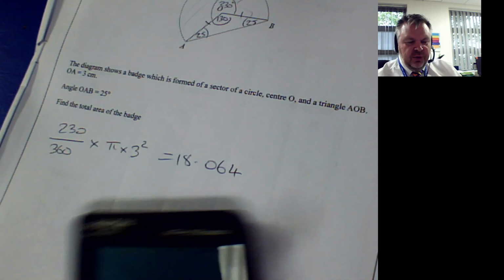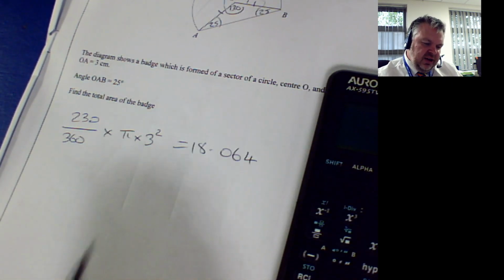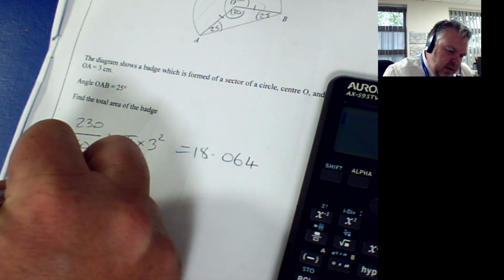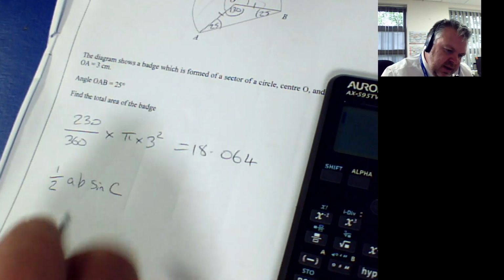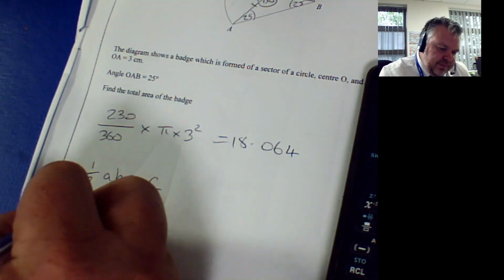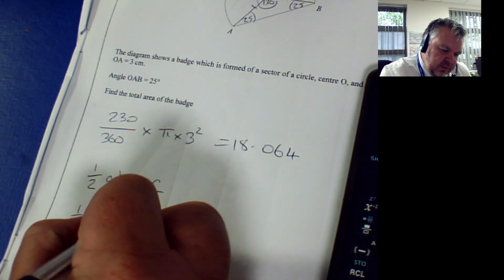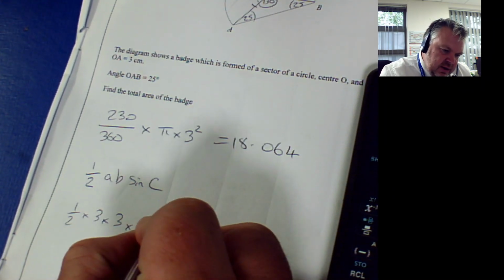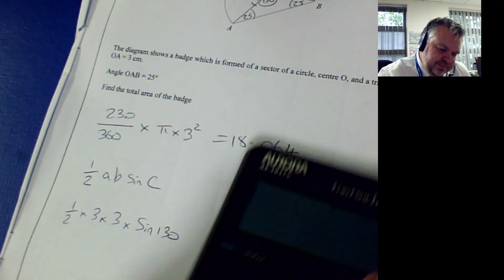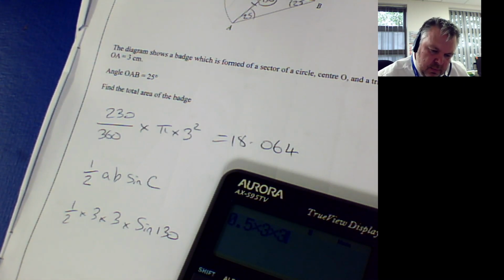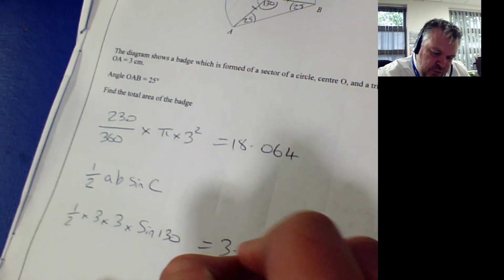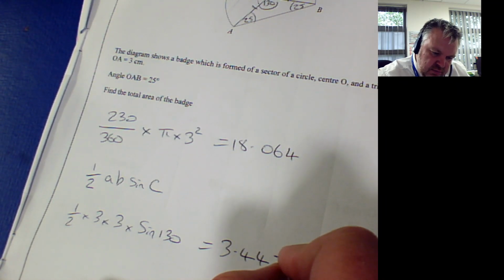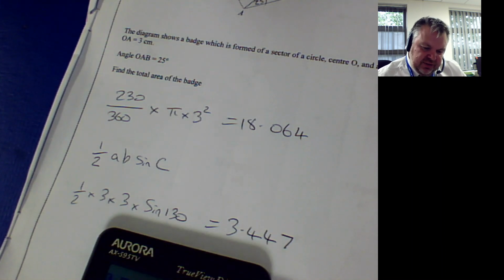The next bit I need to do is my area of the triangle. I don't have a huge amount of information here, so I think I'm just going to have to use half AB sine C. So a half AB sine C. So that would be a half times 3 times 3 times sine 130, which is 3.447. Add the two things together.